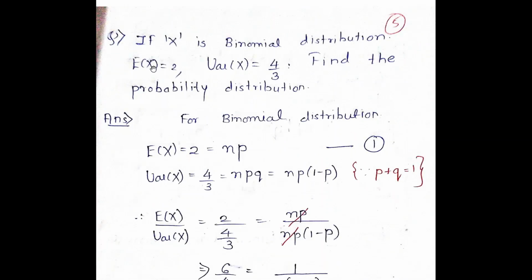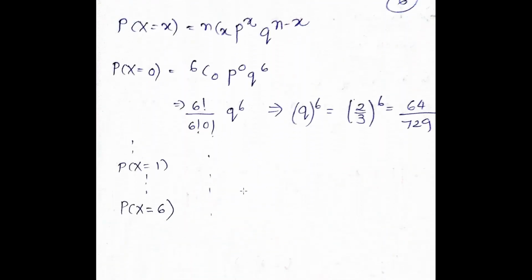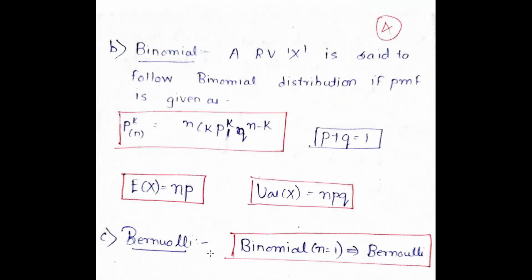What is expectation of x? What is variance of x? And what is the probability distribution of this thing? So once you know what is expectation of x and what is variance of x, I think you will get all the values and finally you will get this value. So I hope I am very clear with this.